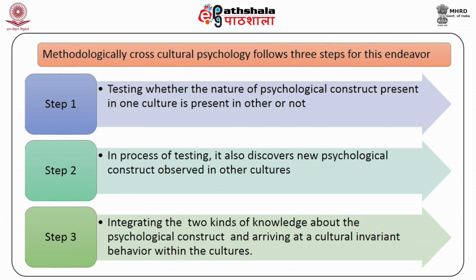A. Testing whether the nature of a psychological construct present in one culture is present in another or not. B. In the process of testing, it also discovers new psychological constructs observed in other cultures. For example, the emotion of lajja, that is observed in a particular state of India and nowhere else. C. Integrating the two kinds of knowledge about the psychological construct and arriving at a culturally invariant behavior within the cultures.